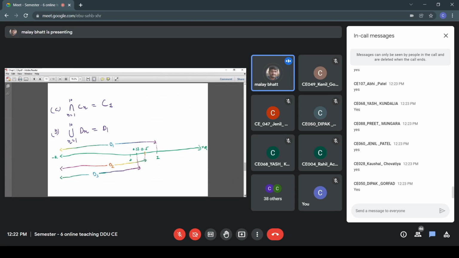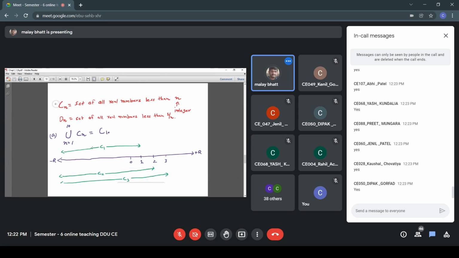It will give you the answer as C1. I hope it is clear to all, right? So you just have to prepare this diagram. Once you prepare this diagram, you will easily recognize that C1 is the smallest set as compared with other sets for the definition of Cn.